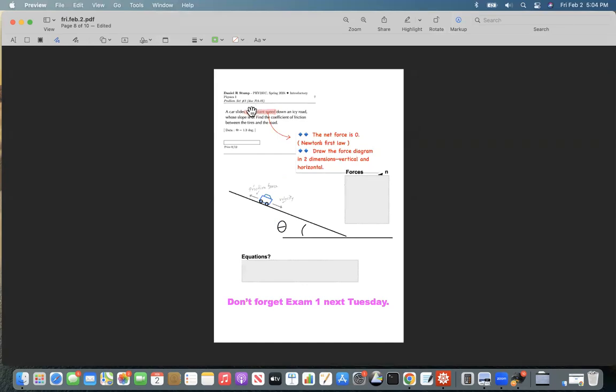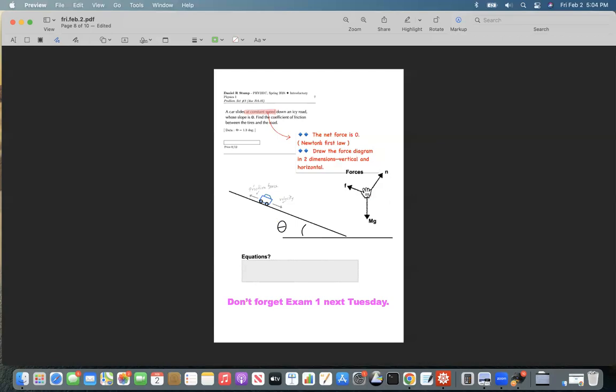As soon as you see constant speed, you immediately say the net force is 0, because that's Newton's first law of motion. If the speed is constant, then the net force is 0. So as soon as you see a car slides at constant speed, that means the net force is going to be 0. And now you have to figure out what the forces are.